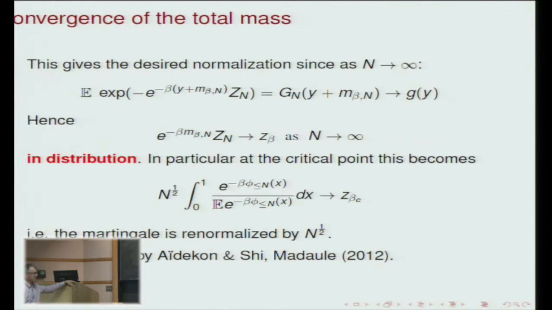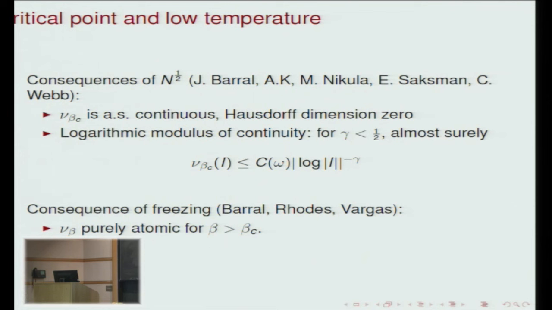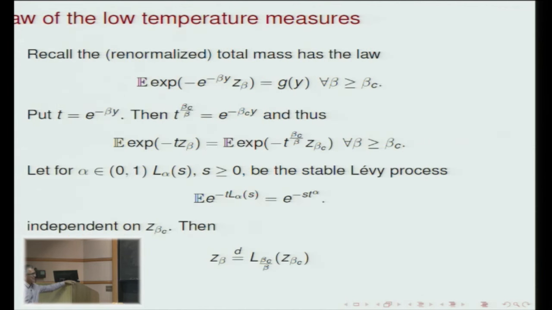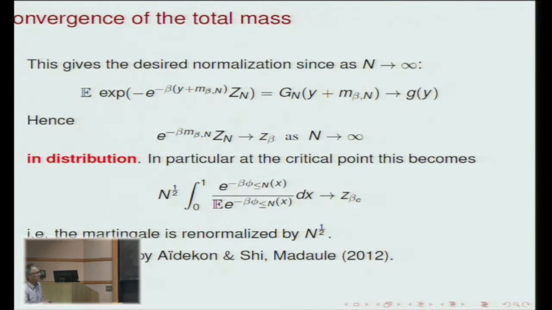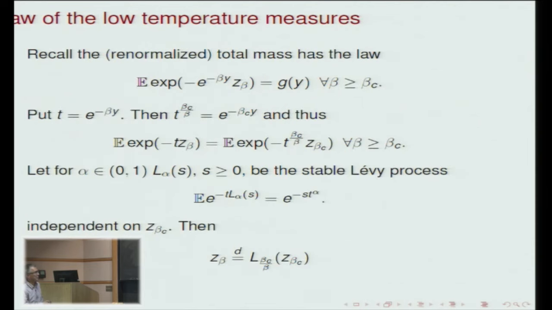And a consequence of this result, that you have this convergence to something independent of beta, this freezing, is that the limiting measure is purely atomic if you are in low temperature. That's a nice argument, so let me tell that to you in a couple of words. What did the freezing say? It said that if I take my partition function, the limit thing which we got, then the Laplace transform written in this funny-looking variable is independent of beta. Once you renormalize it like that, you get a random variable whose distribution doesn't depend on beta.